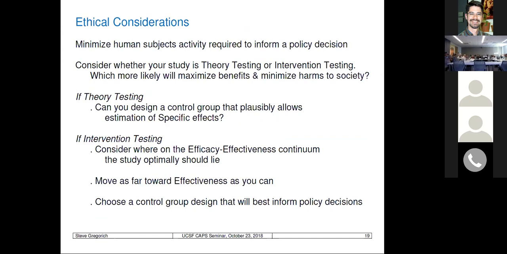And if you really are going to invoke some kind of theory testing paradigm in a behavioral health intervention setting, you really have to ask yourself if you can design a control group that plausibly allows for the estimation of specific effects. If you're in the intervention testing realm, then you need to consider where you are on the efficacy effectiveness continuum. And I think you should try to move yourself as far toward effectiveness as you can, as is appropriate at that time, and choose a control group that will best inform policy decisions.